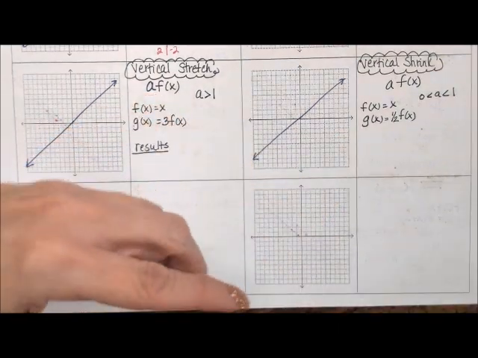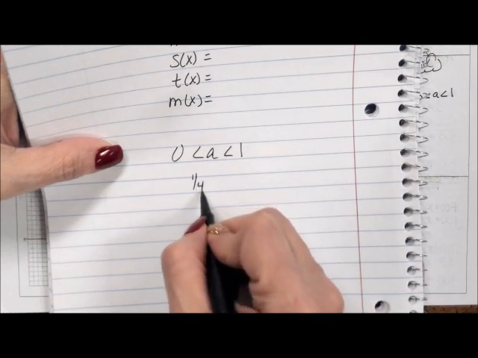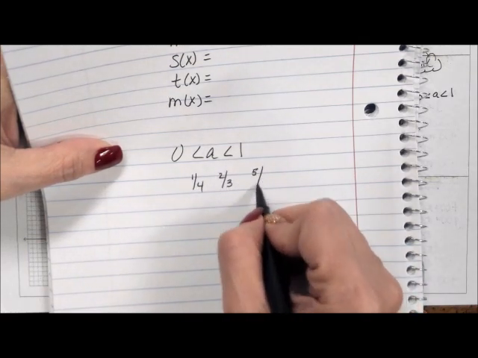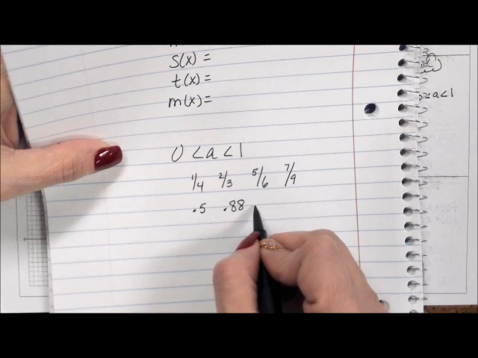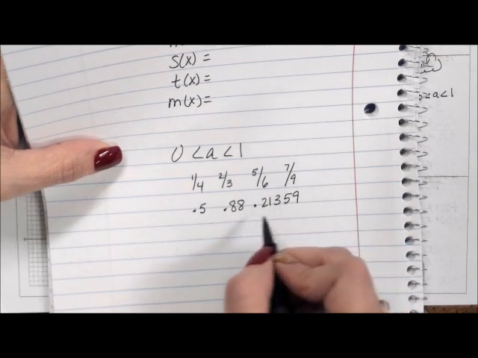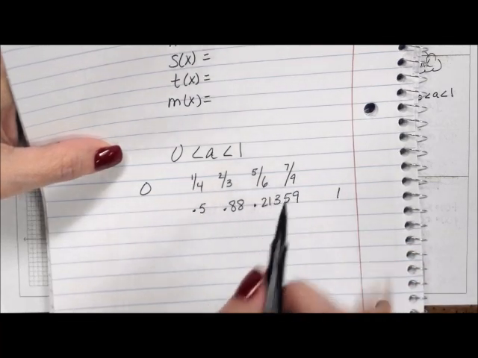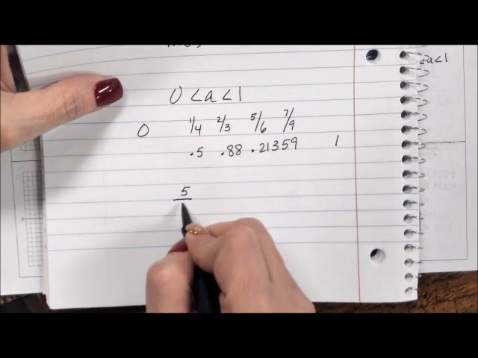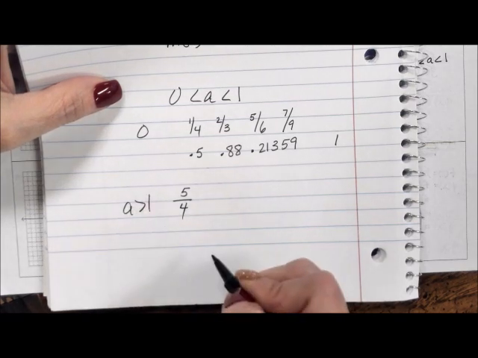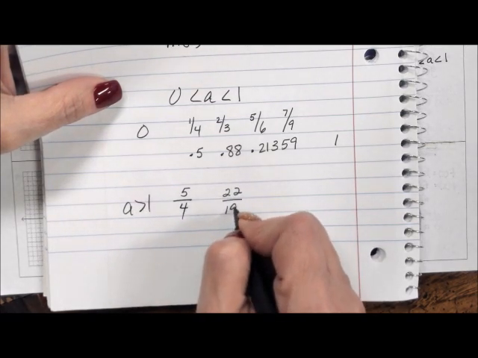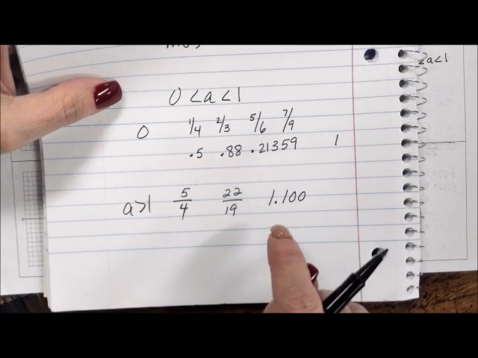Numbers that are between 0 and 1. Let's just talk about that a minute. Numbers that are between 0 and 1. Well, 1/4, 2/3, 5/6, 7/9, 0.5, 0.88, 0.21359. Okay, so you're going to have a lot of decimals, a lot of fractions. But what you're not going to have, what about 5/4? That's bigger than 1. So this would fall under A is bigger than 1. I could have 22/19. That's bigger than 1. I could have 1.100. That's bigger than 1.